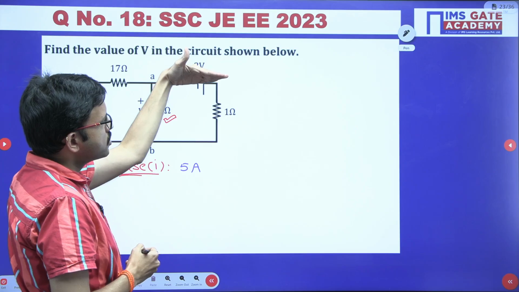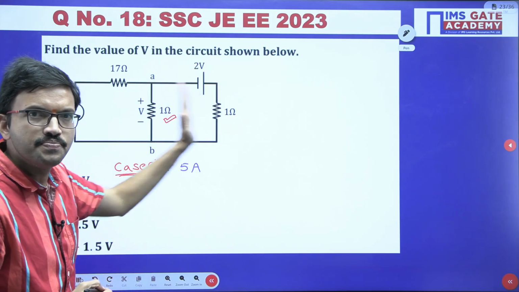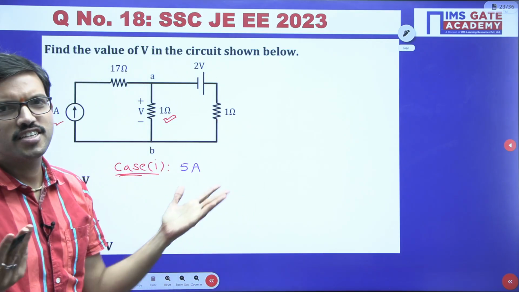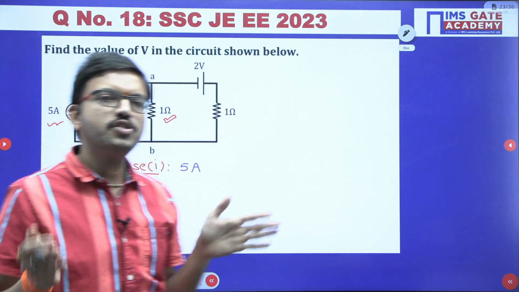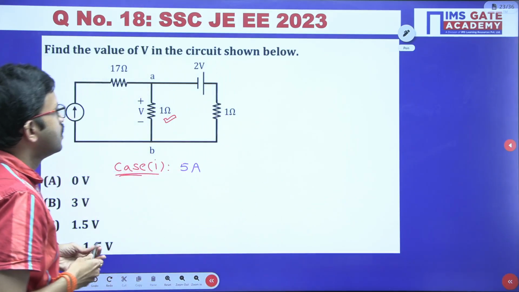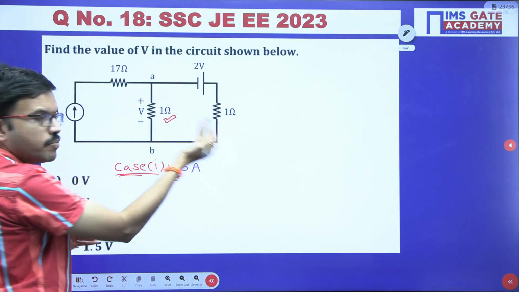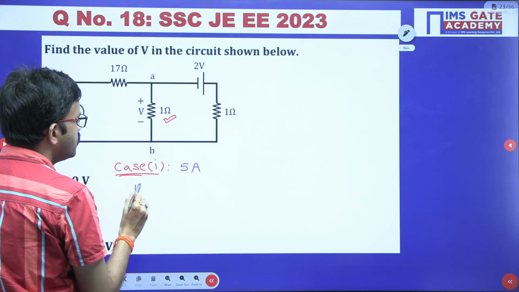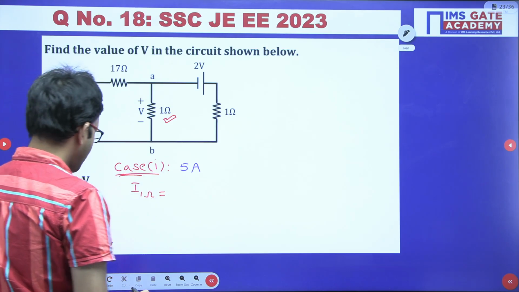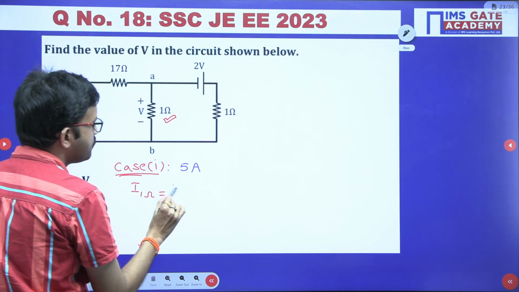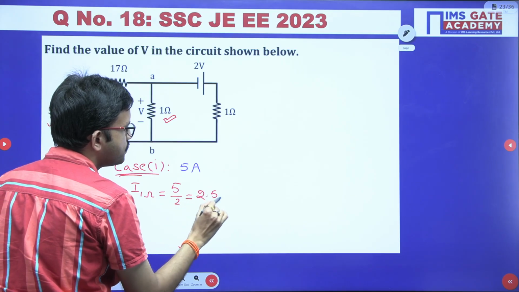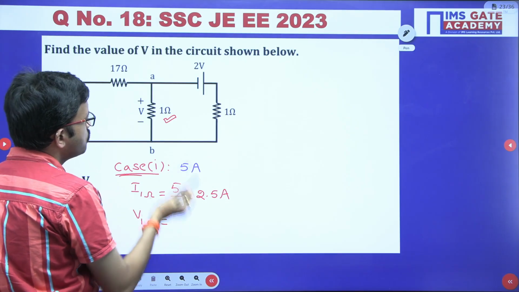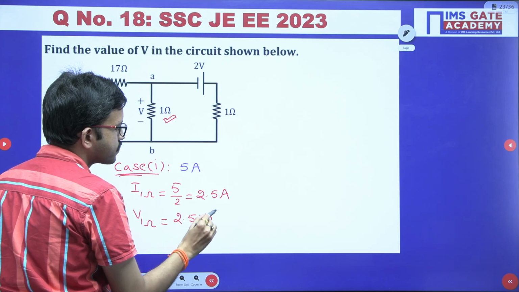The moment you have shorted the voltage source, the 1 ohm resistors are connected in parallel, and 5 ampere current is entering. Which rule can we apply? Current division rule. The moment you apply theorems, you are once again using the basic laws of the previous chapter. Since both resistors have the same value, the current flowing through the 1 ohm resistor is 5 by 2, that is 2.5 ampere, and by Ohm's law the voltage across the 1 ohm resistor is 2.5 into 1, that is 2.5 volts. This is case 1.